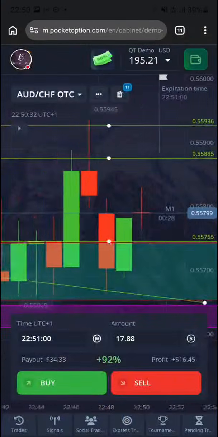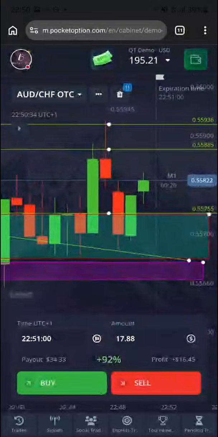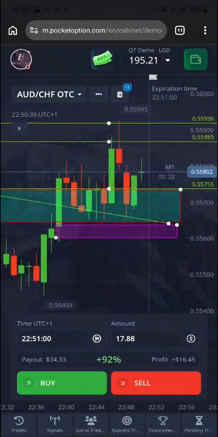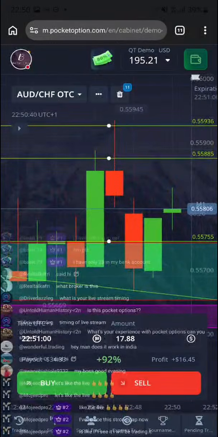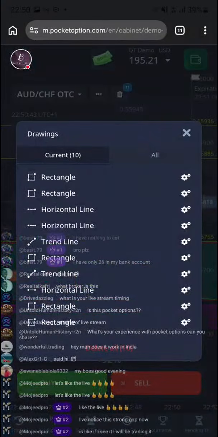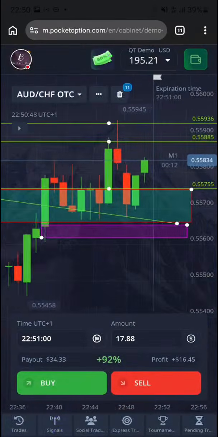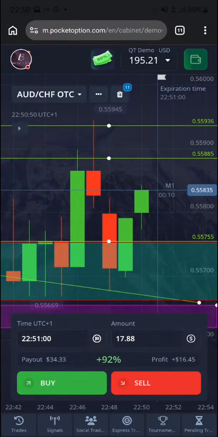Yes, you notice that strong gap. So now let me explain this last trade we took. Let me read what Mojid is saying. It's like if I see it, I will be trading it. The gaps work. See, let me give you one gist, Mojid.